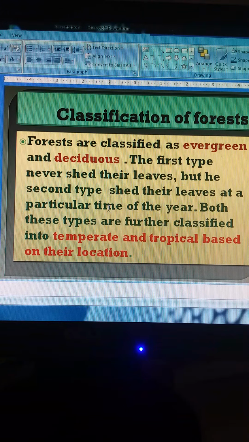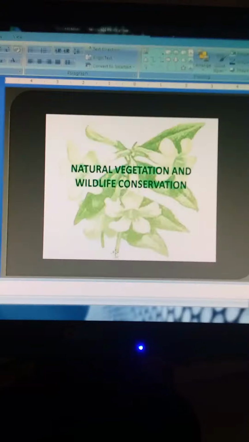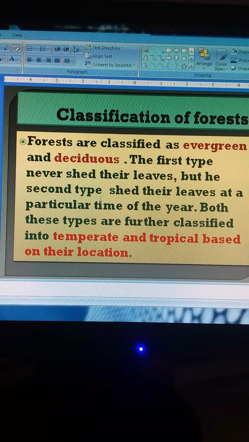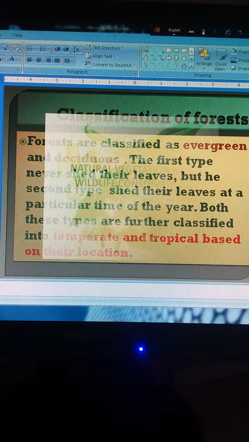Both types of forest are further classified as tropical or temperate based on their location in different latitudes. Now, we are supposed to read about the conservation of natural vegetation and wildlife.